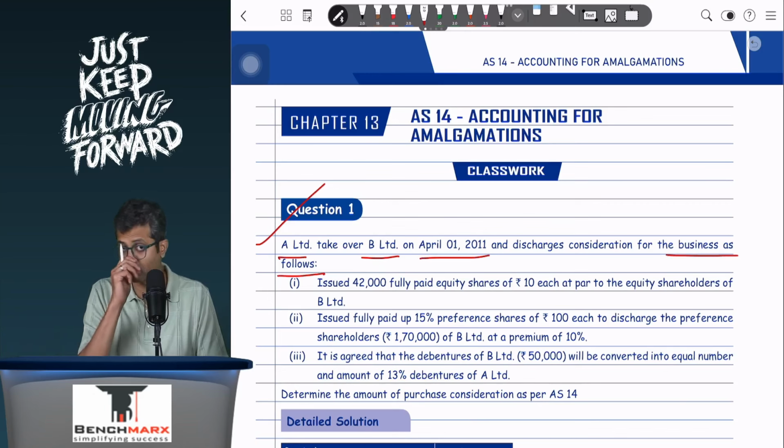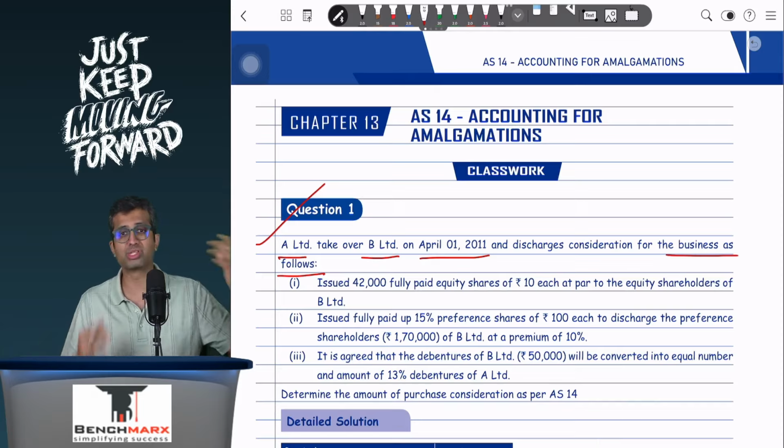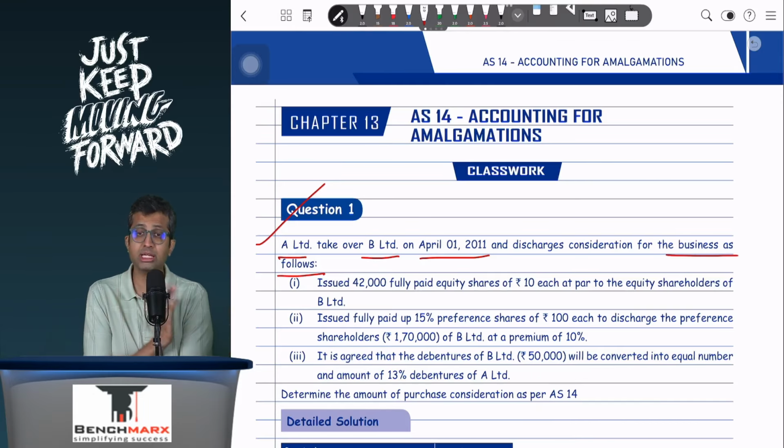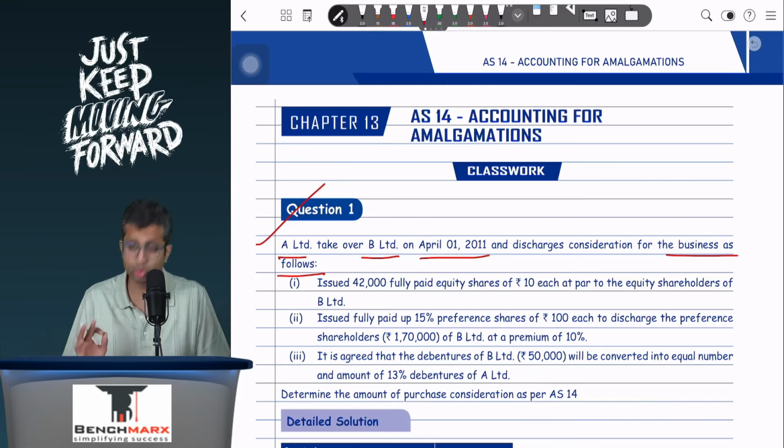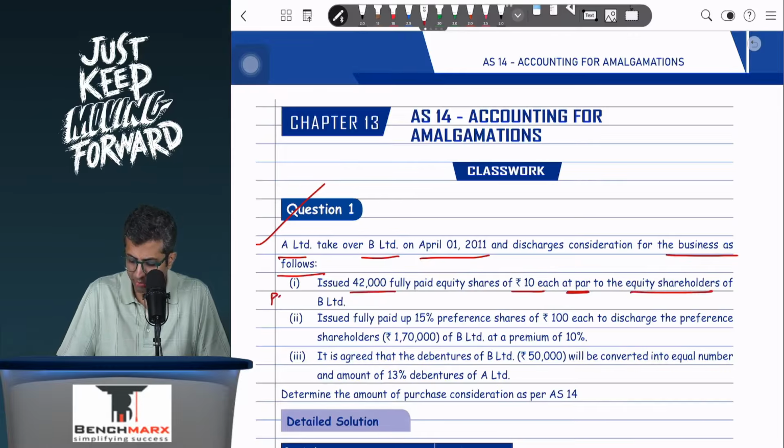You get standalone questions on PC in a descriptive as well as in MCQ section, and in almost every big question PC will be there. So PC is something that you should be clearly able to calculate. Now, issued 42,000 fully paid equity shares of rupees 10 each at par. At par means at face value to the equity shareholders of B. This is a part of PC.